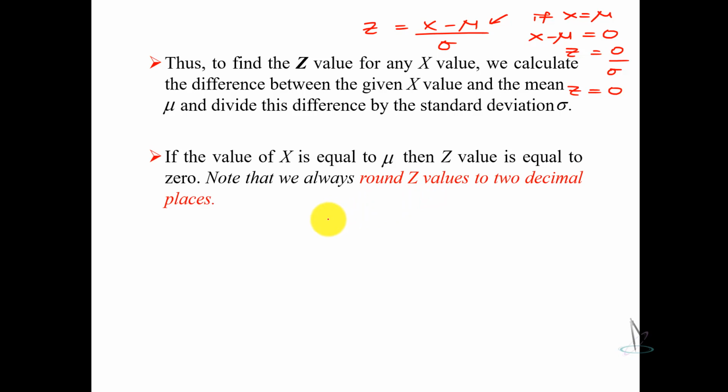Okay, so we always round z to 2 decimal places, because when you want to use the table, we only have 2 decimal places. So be extra careful when you are calculating x minus mu over sigma. Always make sure you round them to 2 decimal places. Okay, so now let us go to some examples.